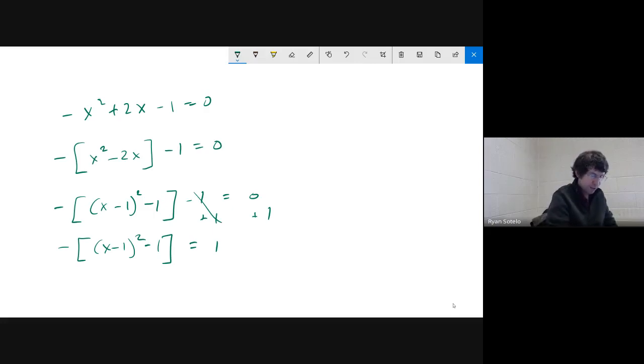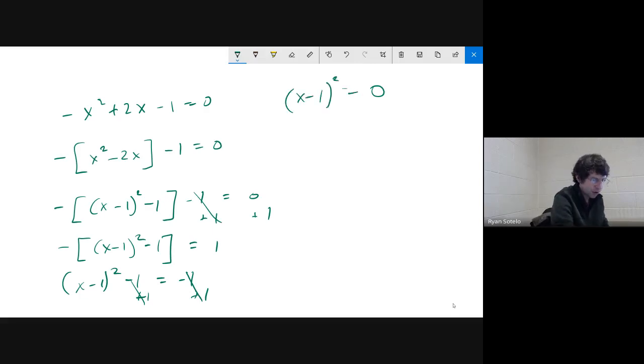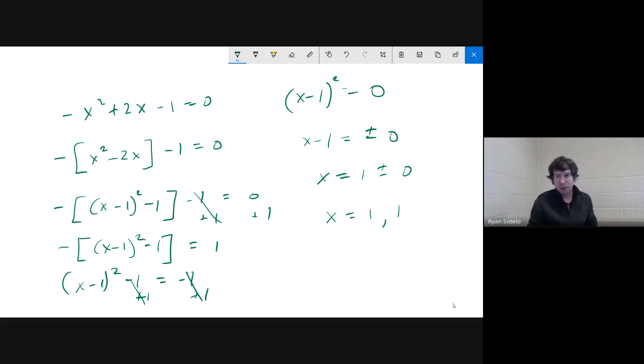Divide by -1. That just moves the negative over here. Add 1 to both sides. So we're going to get a double root again. Square root both sides. And then you get x is equal to 1 plus or minus 0. That means you have 1 twice. And they probably just want you to write 1.